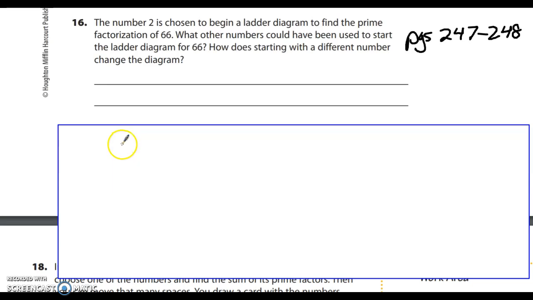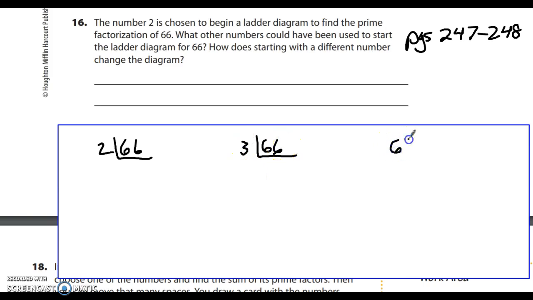So they're saying that we're doing 66 and that we're doing a ladder diagram, so that would look like this. And they're asking if there's other ways we could do 66. And the rule is that if we can factor out a prime number, then we can start with a different number besides 2. For example, does 3 go into 66? It does. 3 is a prime number that goes into 66.